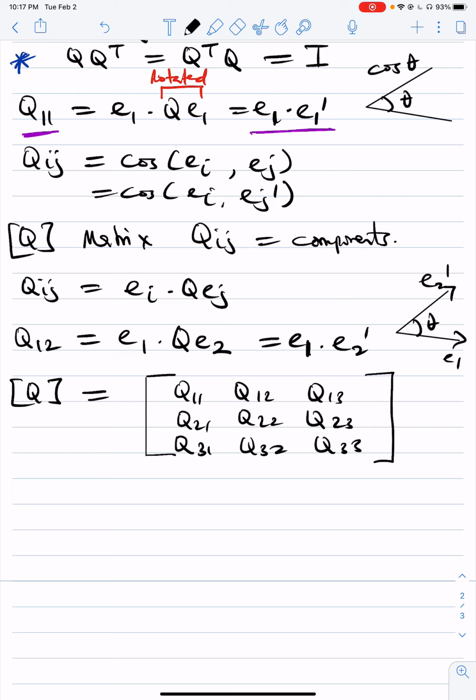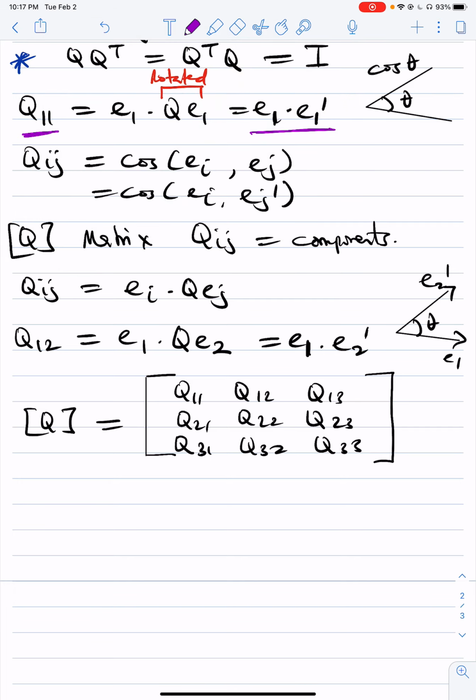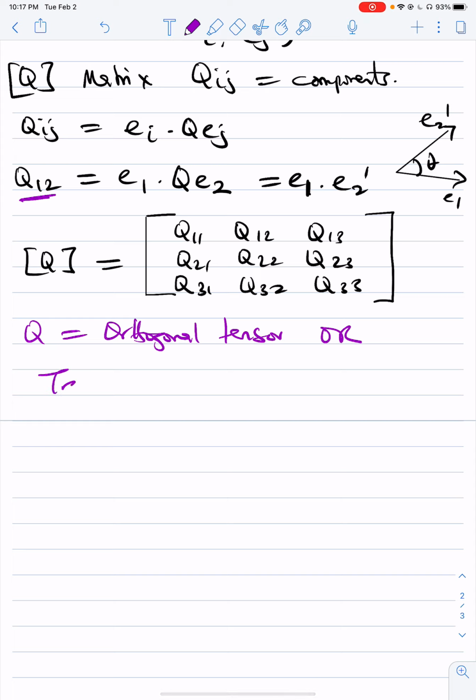So this is Q. These are all the terms of Q. If you follow what we've done here, for Qij, Q11, Q12, we can populate the matrix itself. The matrix Q is an orthogonal tensor, or it's still a matrix because it's 3 by 3, or it's still called a transformation matrix.